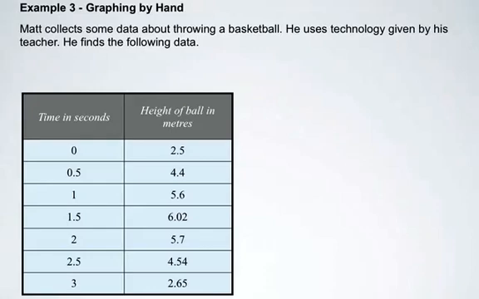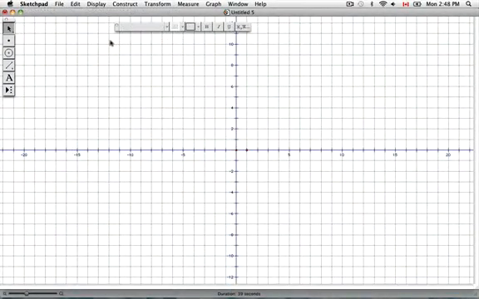For our second demonstration of plotting a graph using Geometry Sketchpad, let's look at example 3 from graphing by hand. In this situation, remember, Matt collects some data about throwing a basketball. He recorded in the first column the time in seconds, and the second column the height of the ball in meters from the ground. Our first job is to label our axes and to set our scale.